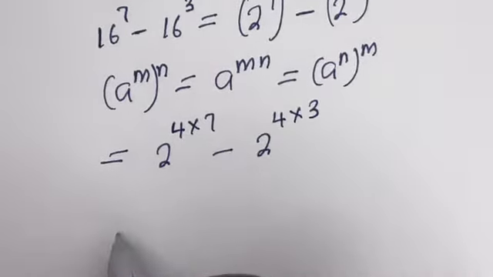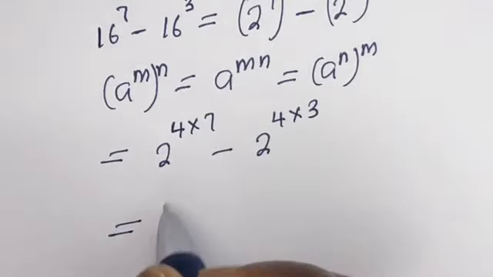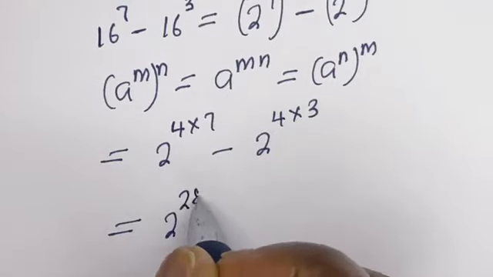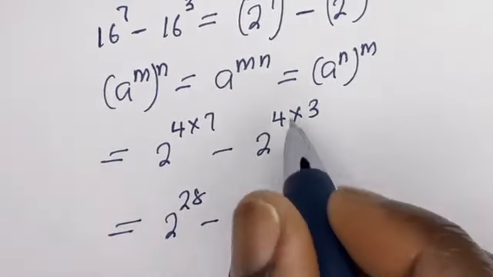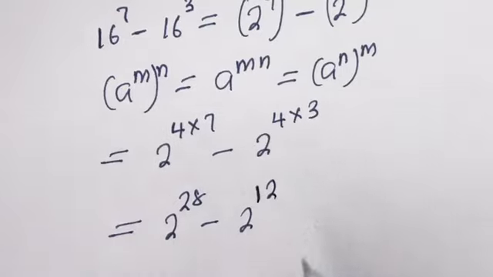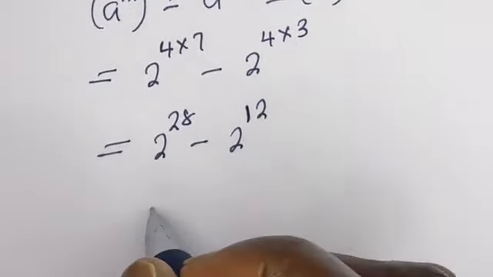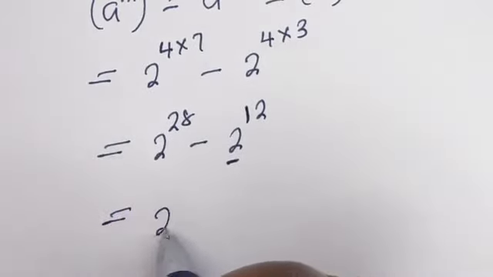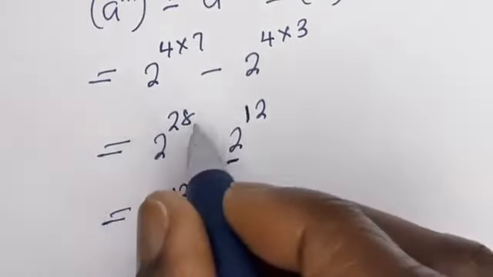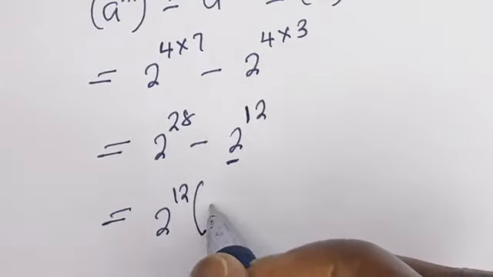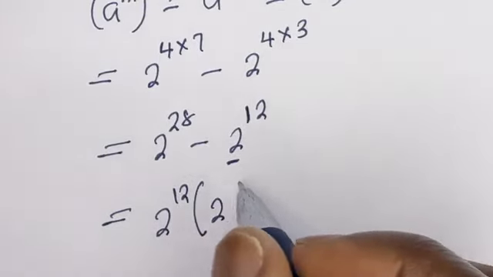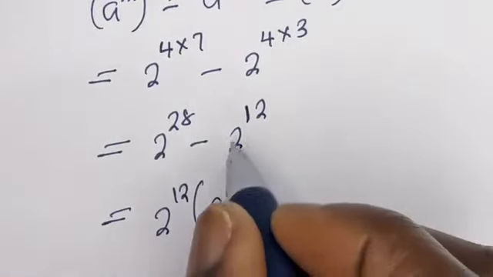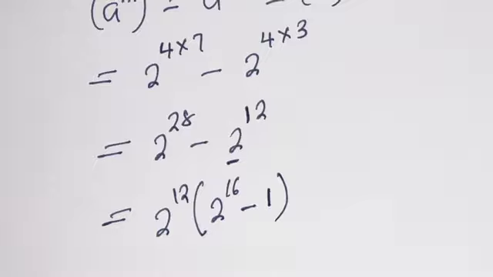Then this is equal to 2 to the power of 4 multiplied by 7, that is 2 to the power of 28, minus 2 to the power of 4 times 3, that is 12. Then this is equal to 2 to the power of 12, which is smaller than this. We have 2 to the power of 12 bracket this divided by this, we have 2 to the power of 16 minus this divided by this, that is 1.